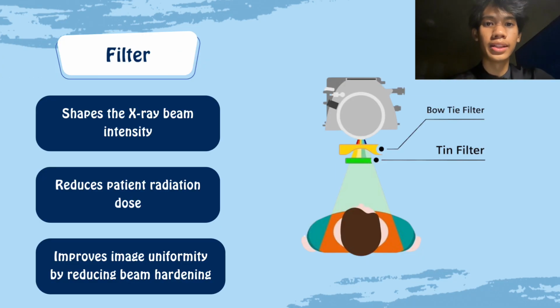Next is the filter. The filter is placed just outside of the X-ray tube window, helps shape the X-ray intensity while also reducing the overall dose received by the patient, while also improving the image uniformity by reducing beam hardening.